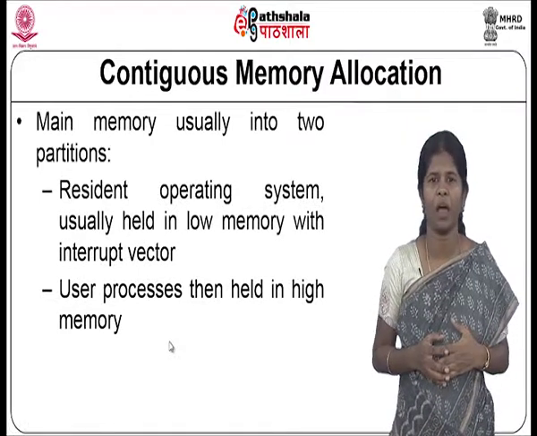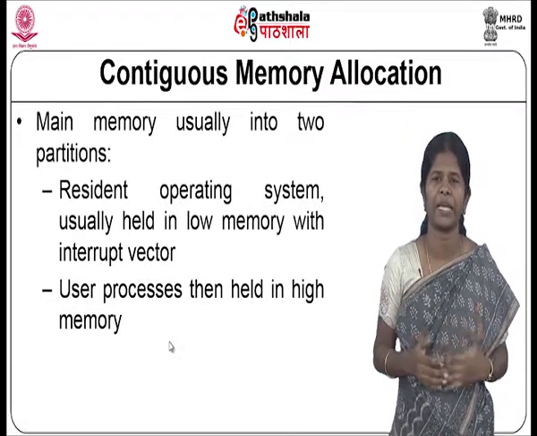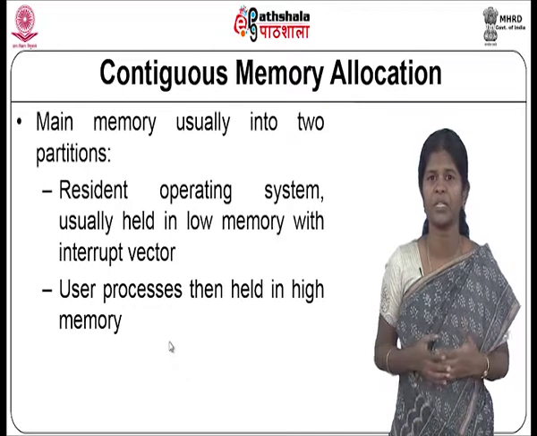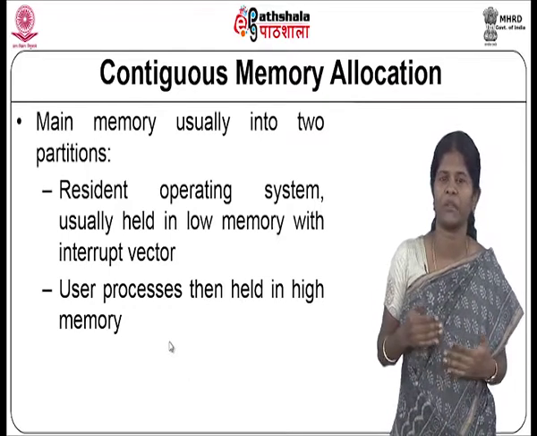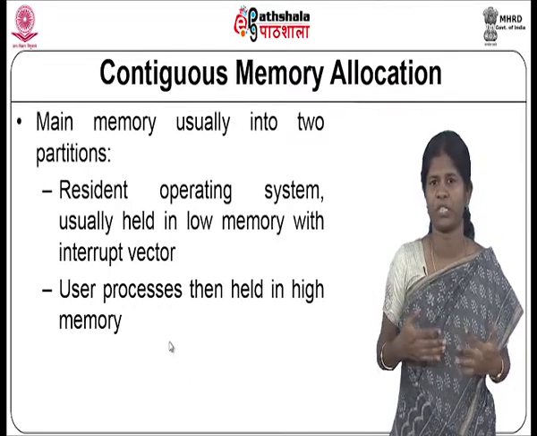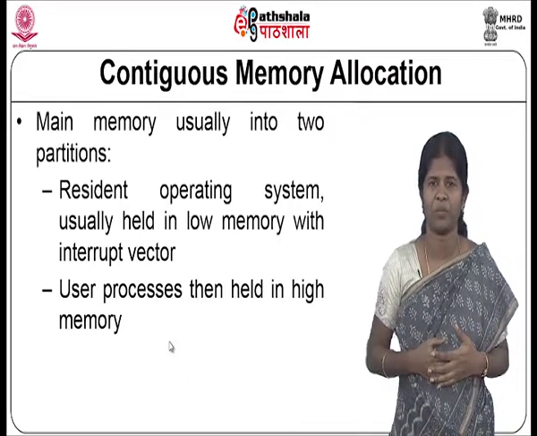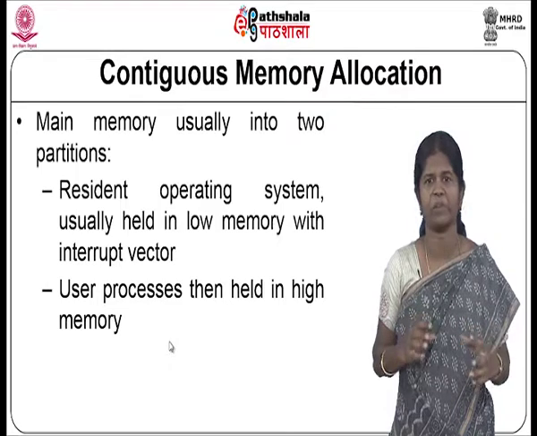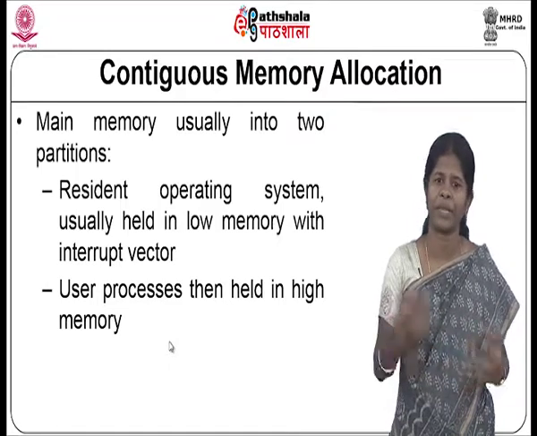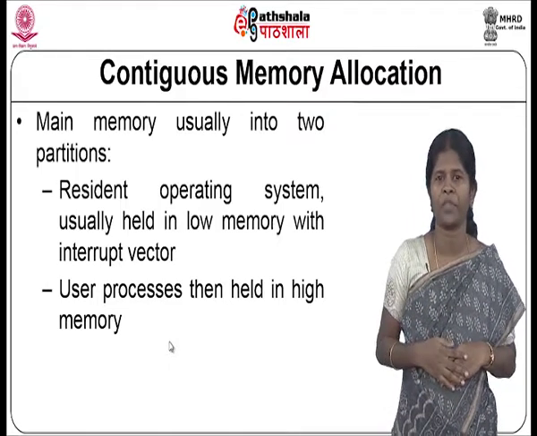Now we will see how memory is allocated for a process. I just told you that many processes can be kept in the main memory. You can have a number of processes placed in the main memory, but where do you place all these processes? Do they have specific places where they can be placed, or can you place them anywhere in the main memory?